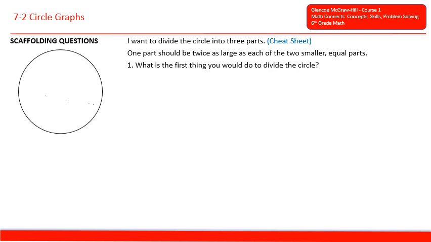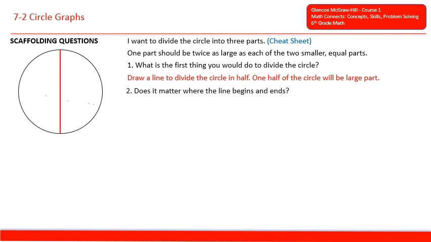What is the first thing you would do to divide the circle? You can draw a line to divide the circle in half. We do that, and one of these 2 halves is going to remain whole and be the larger part. Does it matter where the line begins and ends? No. But the line must go through the center of the circle. So you could have started this line literally anywhere on this circle. As long as you go through the center, it's fine.